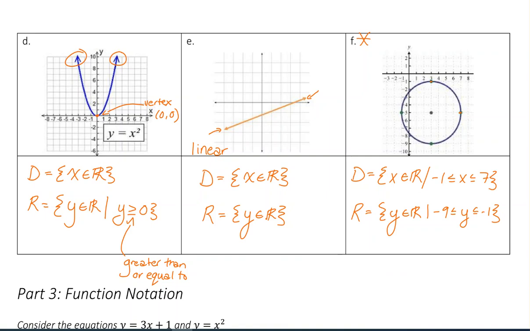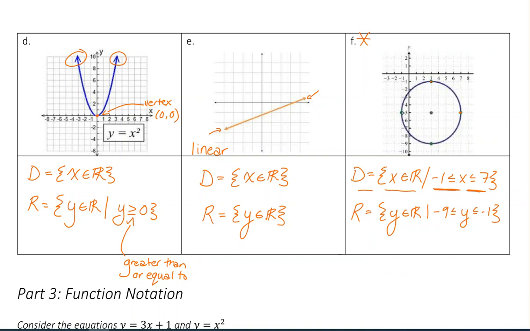So hopefully we got the same answers here, but let's review what I did. For the domain, x is an element of the real numbers, and this whole restriction section says that x must be greater than or equal to -1, that's that portion right there, but less than or equal to 7. And why did I say that?